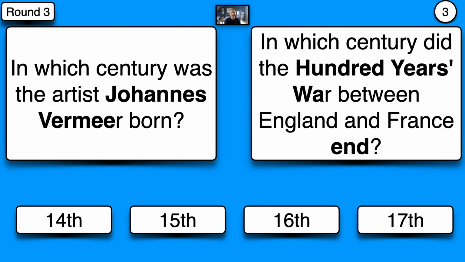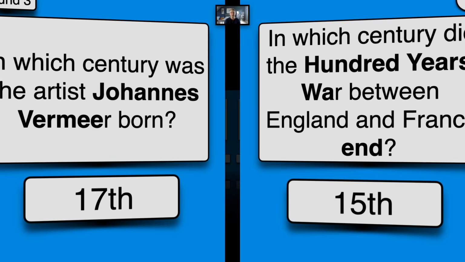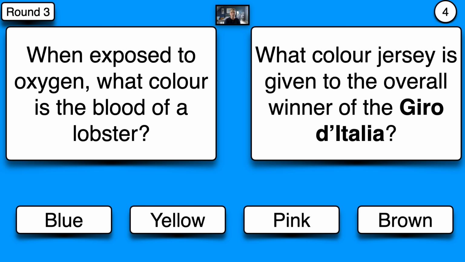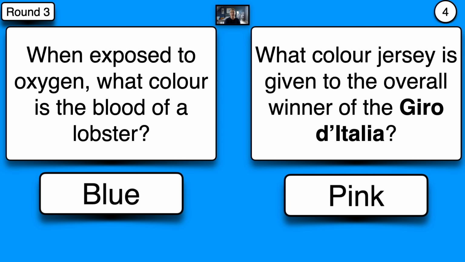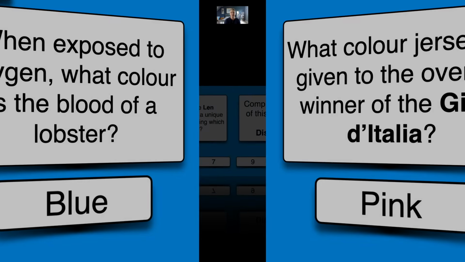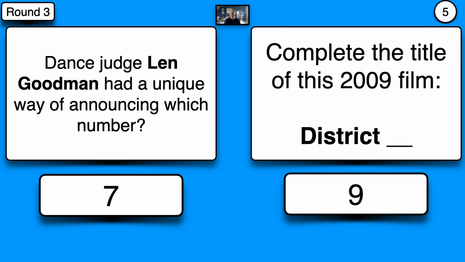Number three, the century in which the artist Johannes Vermeer was born is the 17th century, and the Hundred Years' War ended in the 15th century. Number four, when exposed to oxygen, lobster blood is blue, and the jersey given to the overall winner of the Giro d'Italia is pink. Number five, Len Goodman has a unique way of saying seven, and the film is District 9.